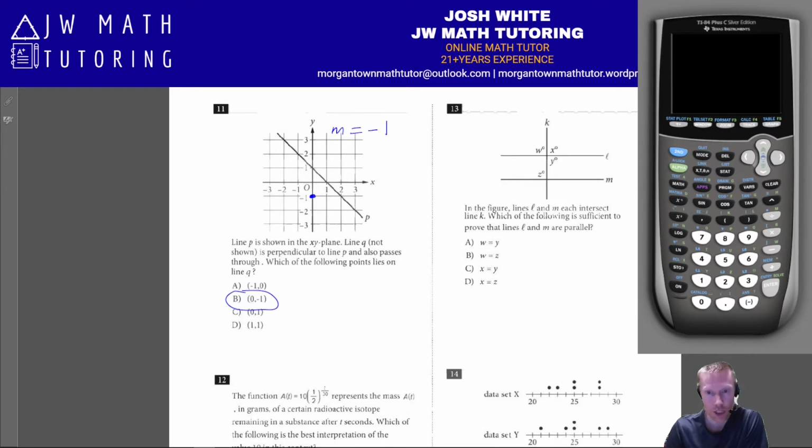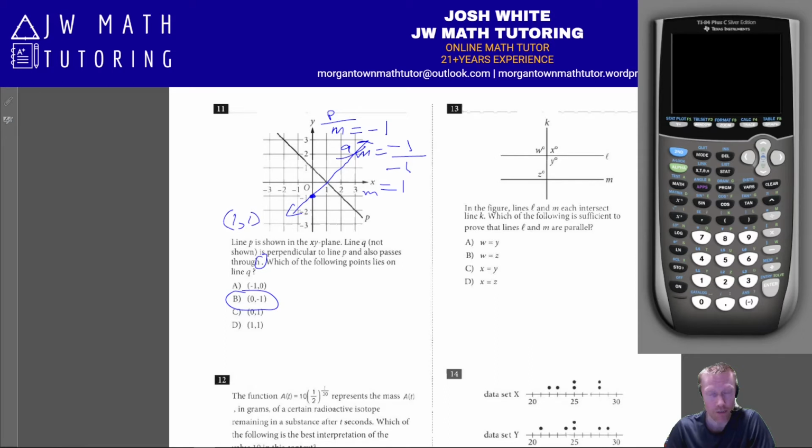Therefore, line Q, which is perpendicular to it, if you draw it, is going to have a slope which is the opposite reciprocal. So we take the -1, we put it under 1, and we also take its opposite. So in the end, it just becomes +1 for line Q. This is P, this is Q. So line Q has a slope of +1, and the correct answer is 0, -1. So it looks like this. So if I had to guess, I would say that most likely the point that is missing right here that line Q passes through is 1, 1.